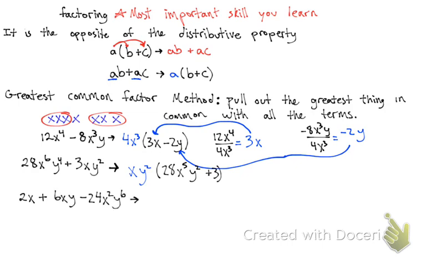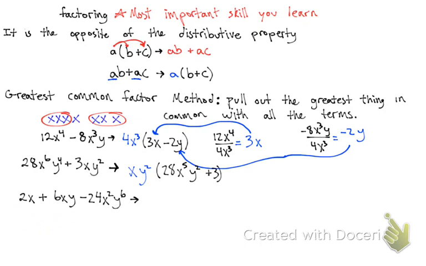You've got 2x plus 6xy minus 24x squared y^6. So this time there are 3 terms, and terms are separated by plus and minus signs. The first term is 2x, the second term is 6xy, and the last term is negative 24x squared y^6. So you look at all 3 of these to see what's in common.